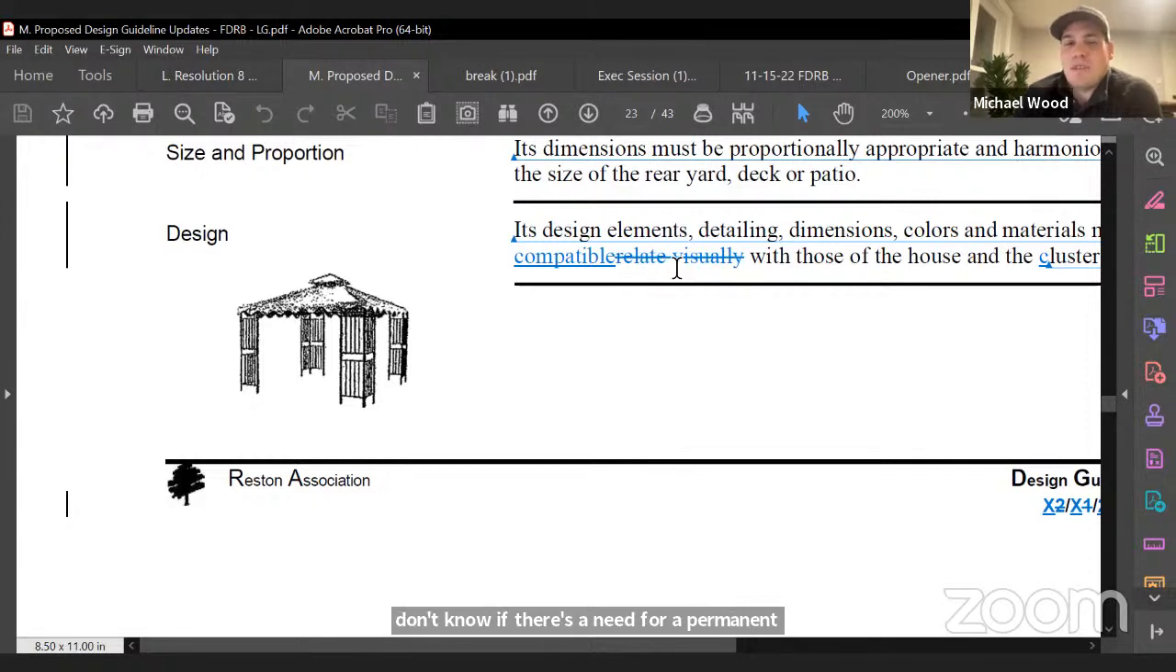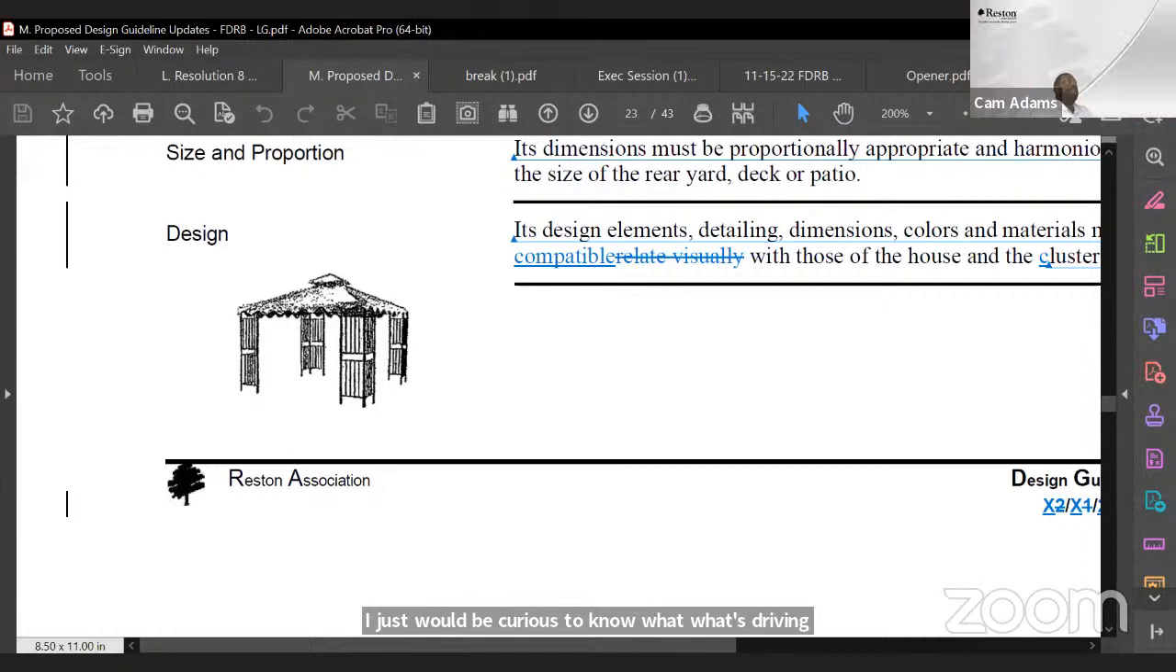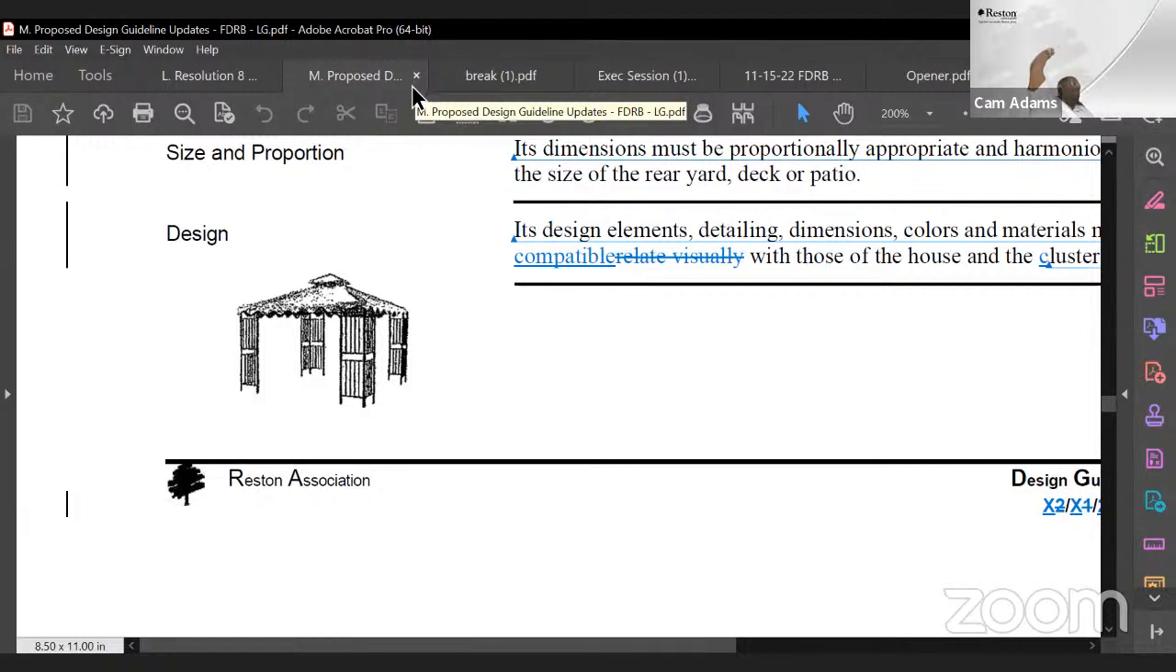I don't know if you have some pictures, Cam, of what people have submitted or what has been flagged. I would just be curious to know what's driving this and whether it's really necessary. If you want, we could come back with some examples and maybe even a possible definition that clearly references tents, canopies, etc., listing them out. Yeah, perfect. Happy to do that.